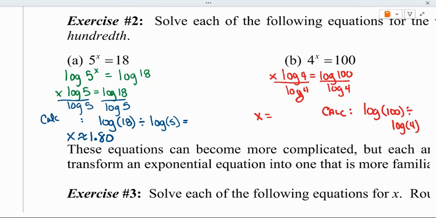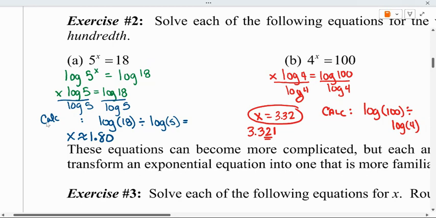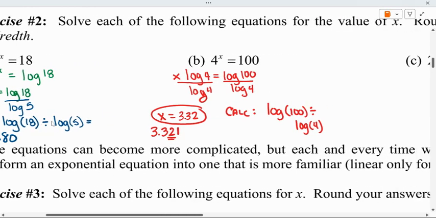They're not pretty, but it'll work. So what are we thinking? What did we get? 3.3219. So if we're doing it to the nearest hundredth, we're going to leave it as 3.32. Right? Yes.